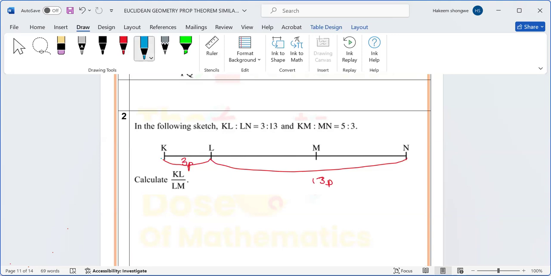Let's take blue. With blue, we have KM, starting from here to M. It's 5K. Then MN, it's 3K.